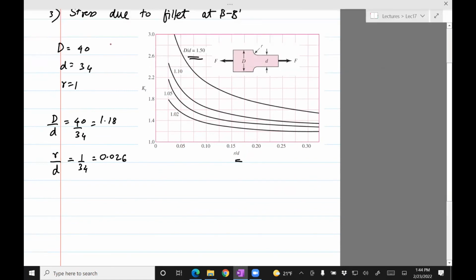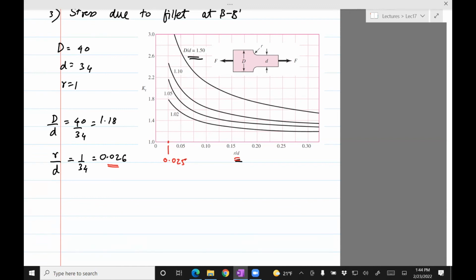Now, I can pick one of the two. So let's just start with, say, this one, 0.026. So this is r divided by d. This looks like it should be halfway. This is probably 0.025. So really, I cannot distinguish 0.026 here from 0.025. So let's just stick with that.